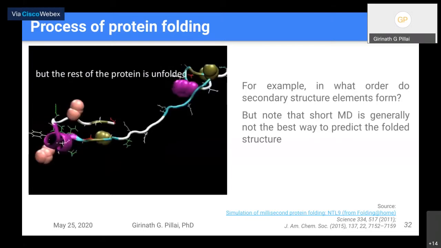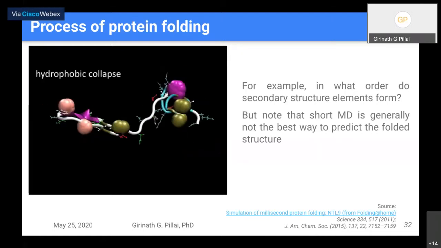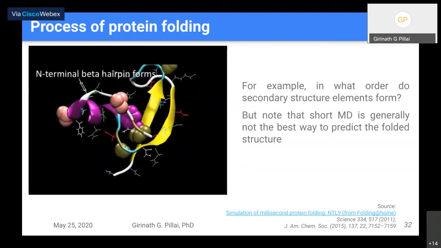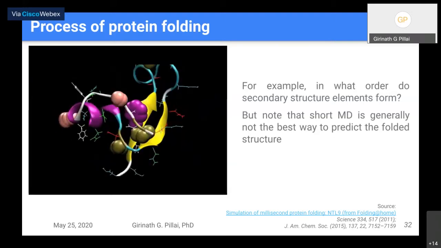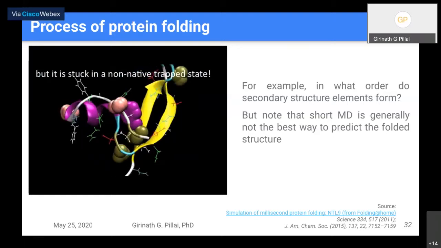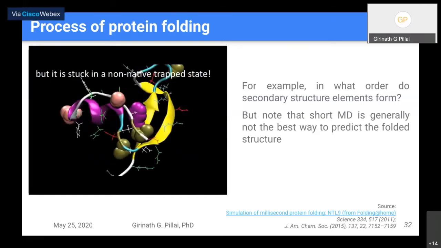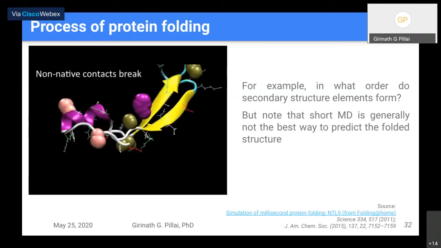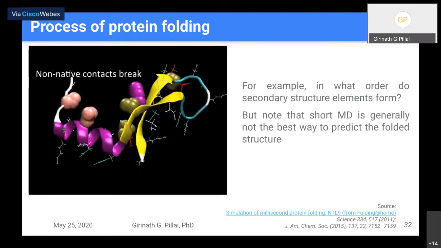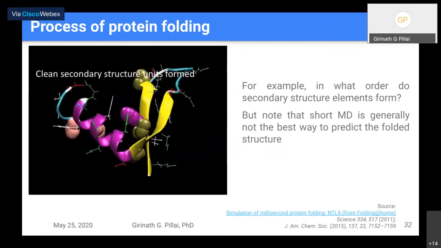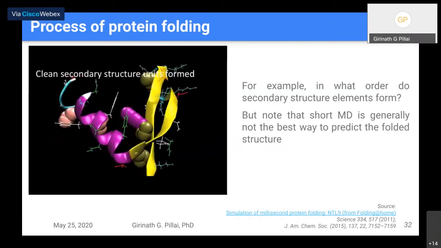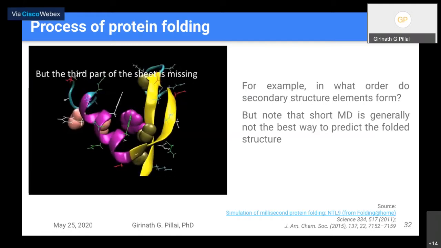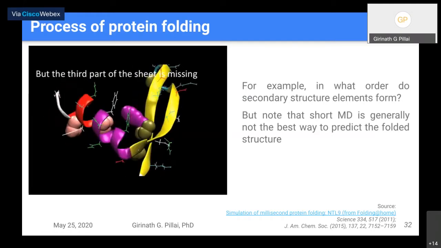Here you can see how the protein forms the secondary structure elements and how much time it takes. N-terminal beta hairpins are forming, and it is stuck in a non-native trapped state. This will not happen in a normal 10 nanoseconds, so you need to go to close to microseconds. Non-native contacts break, and there is still an N-terminus portion. The clean secondary structure units are now formed, but the third part of the sheet is still missing, so we have to wait further for the simulation.